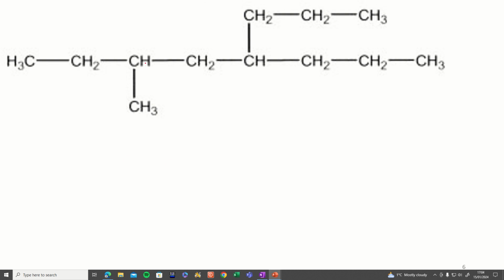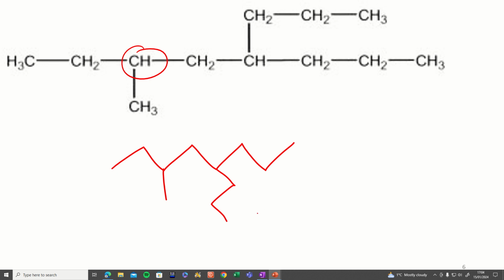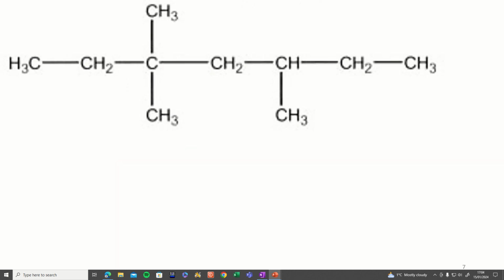Next one, we have 8 carbons, so we go 1, 2, 3, 4, 5, 6, 7, 8. Yep, just checking. Okay, we go to the 3rd carbon, we've got a methyl group. It's very simple. We go to the 5th carbon, we have a propyl group this time, so we go 1, 2, 3. There we go, that's our answer.